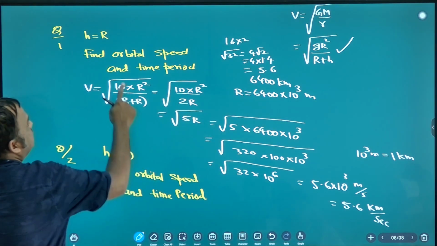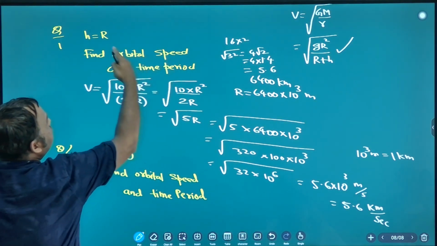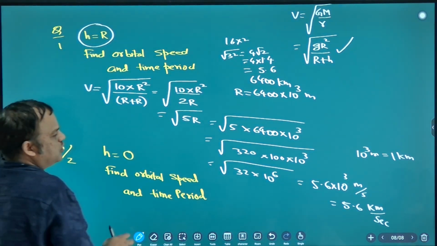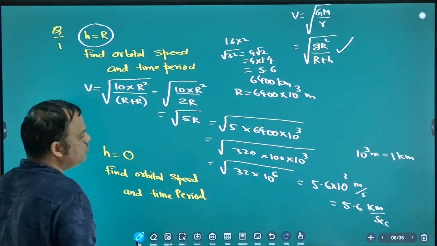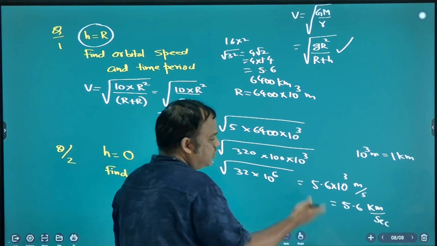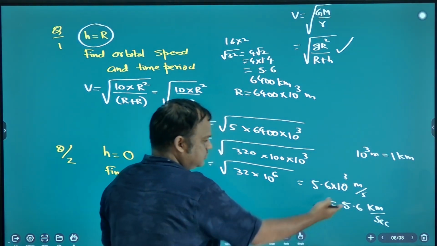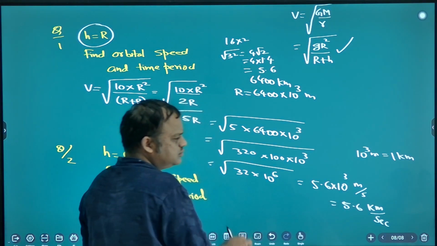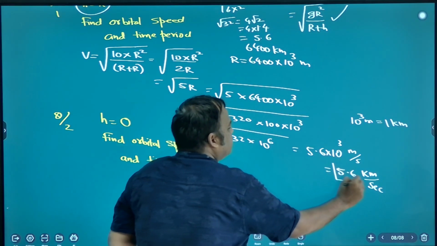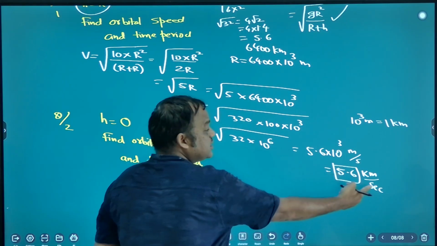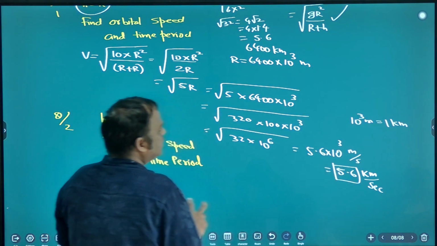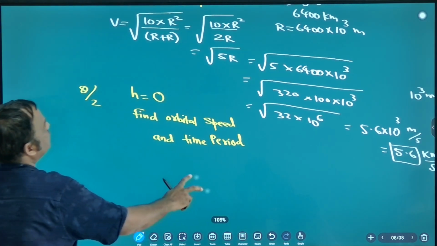So 5.6 kilometer per second is the orbital speed of a satellite whose height is equal to the radius of earth. So is this speed very less or very large? Slow or fast? It is a very fast speed. In 1 second, 5.6 kilometer. It is a very fast speed. Now you solve the time period.